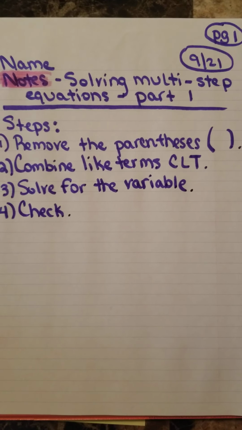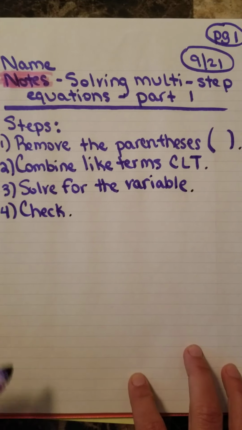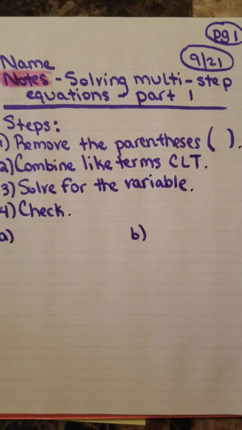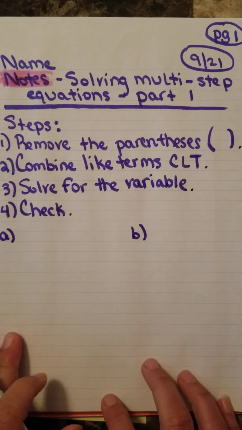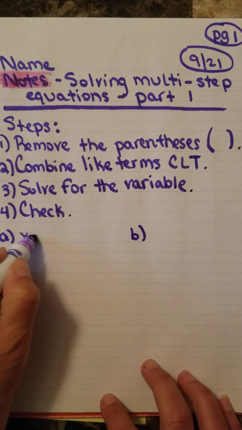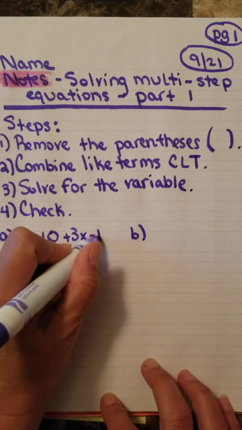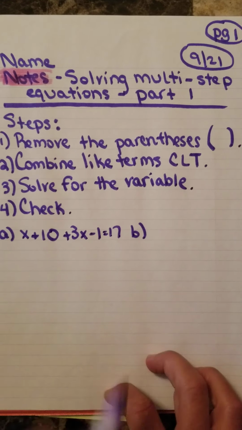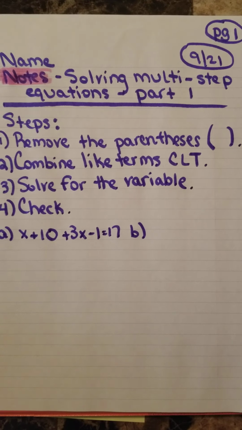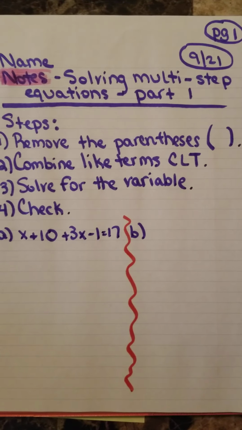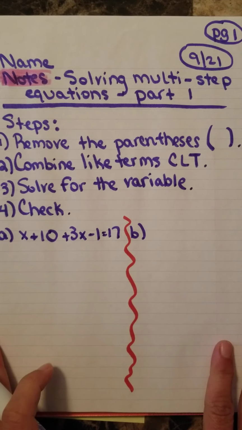So I've got 2 examples for us today. So the first example, I'm going to do example A here and example B here. So the first example, if you can copy it down, can you write x plus 10 plus 3x minus 1 equals 17. You can pause the video if you want and try it on your own and then check back with us. You need to make sure your work is shown or this will not count as a complete assignment.